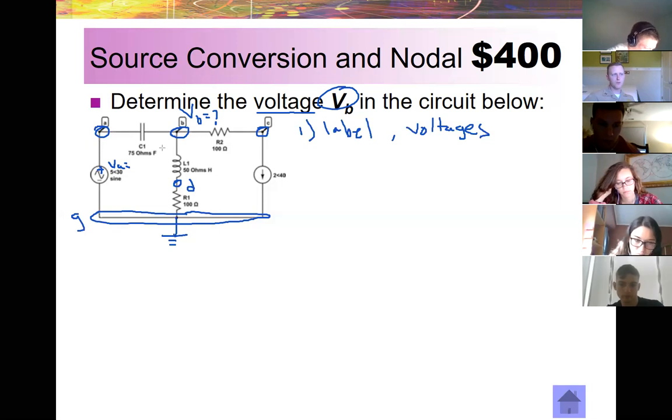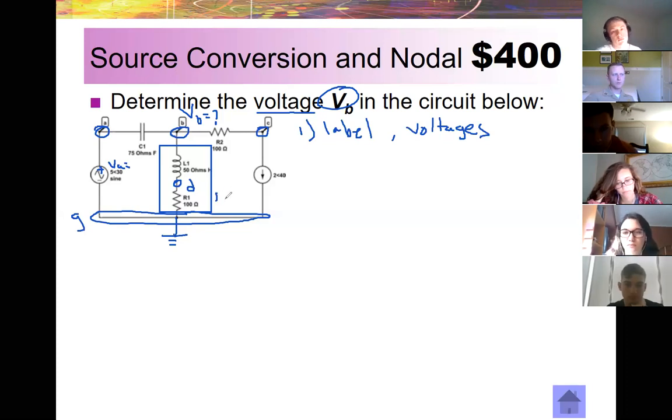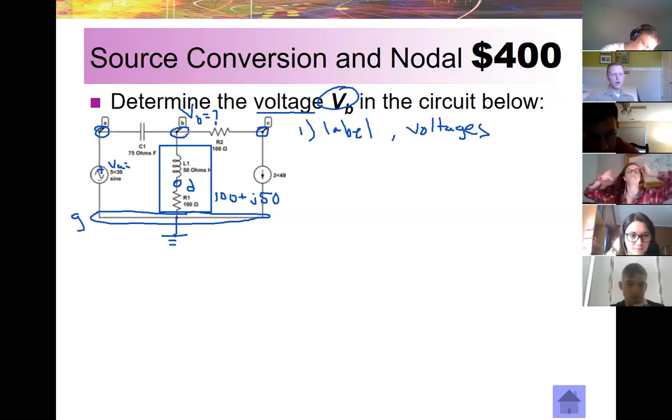This first one I can do by putting this into a box right here. Remember how we said we could always put Z's into a box? And so now the Z value inside of that box is 100 plus J 50. Right here it says 50 ohms. It's an inductor, so it gets a positive J. The R is 100, so that is my Z inside the box. So now whenever I'm going to do Ohm's law, I'm going to be able to go from VB all the way to ground without needing to worry about D.